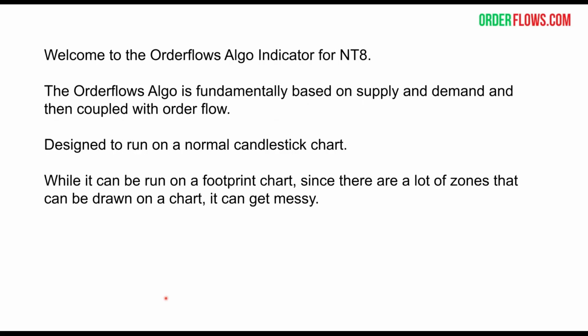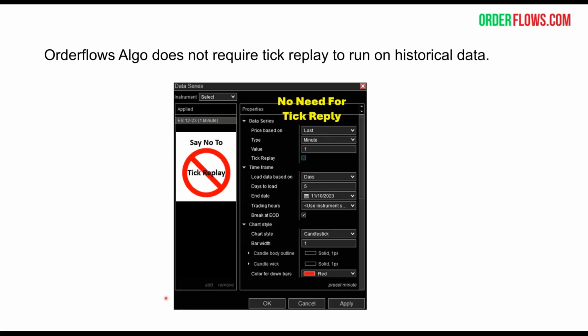So again, the Orderflows algo is fundamentally based on supply and demand, but then we couple it with the order flow, okay? So again, it removes that step of having to look at a footprint chart, and by removing the need to look at the footprint chart, it removes the need to have a messy chart. I know it likes to have a messy chart. Now, the Orderflows algo does not require tick replay to run on a chart. It can run on a chart with tick replay though, if you like.